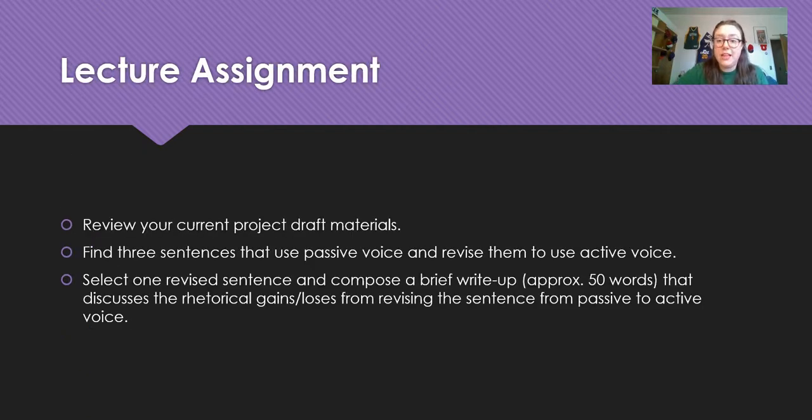So what I'd like you to do for the lecture assignment is review your current project draft materials. I'd like you to find 3 sentences that use passive voice and revise them to use active voice. Then select one revised sentence and compose a brief write-up, so about 50 words, that discusses the rhetorical gains and losses from revising the sentence from passive voice to active voice. So find a sentence that uses the verbs is, was, were, be, been, being, or anything of that nature to, again, create that equal sign or to remove the responsibility from your subject.